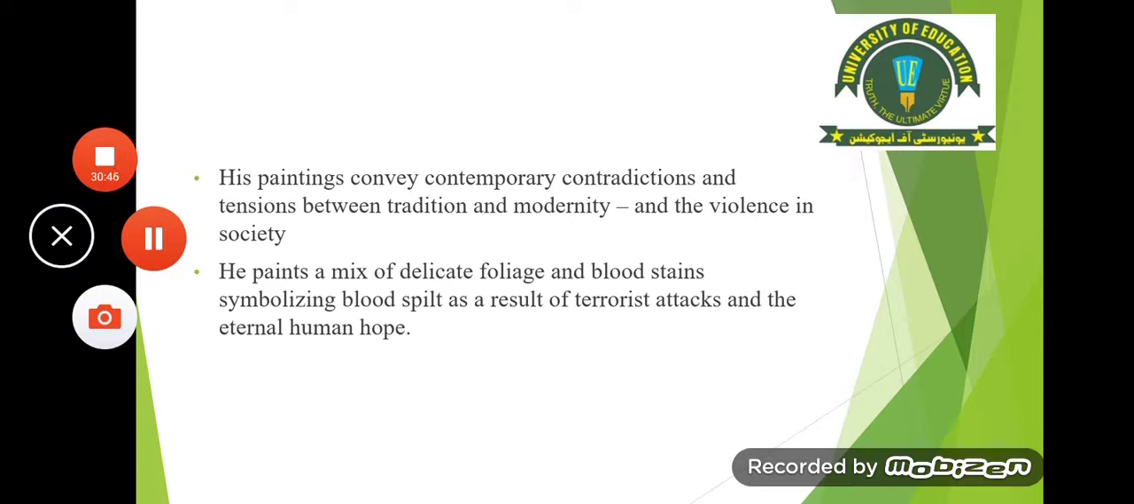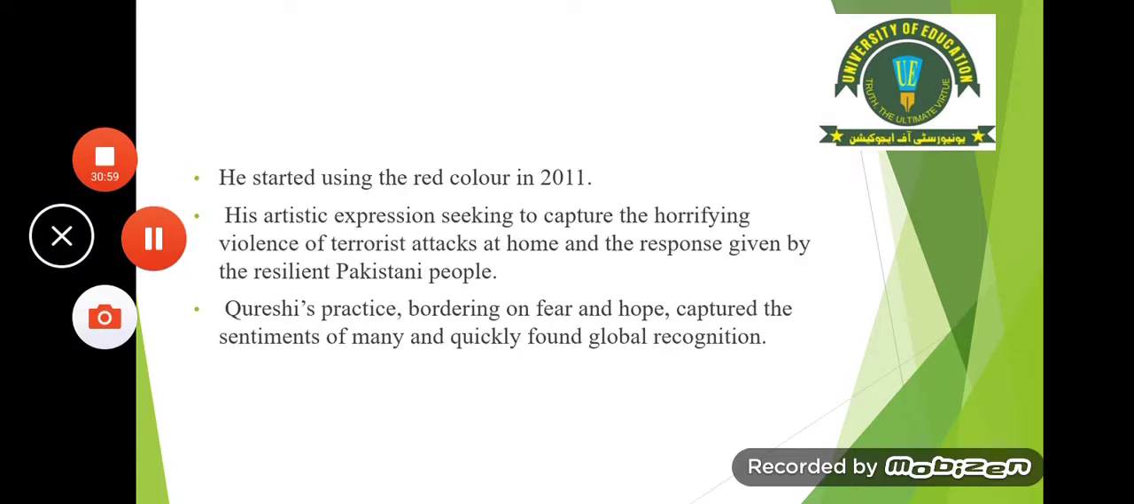और वो जो एक इंसानियत की तरफ हमें उम्मीद नज़र आती है, इंसान की उम्मीद हमें ख़त्म होती हुई नज़र आती है due to such kind of terrorist attacks. तो उस चीज़ को specifically इमरान कुरैशी ने यहाँ पर फोकस किया है. He started using the red color in 2011. His artistic expression seeking to capture the horrifying violence of terrorist attacks at home and the response given by the resilient Pakistani people. Qureshi's practice bordering on fear and hope captured the sentiments of many and quickly found global recognition.